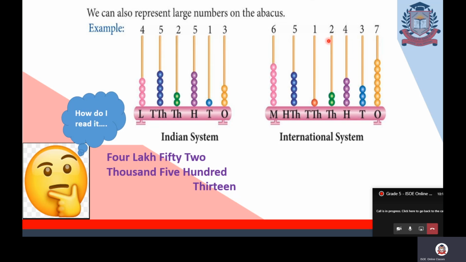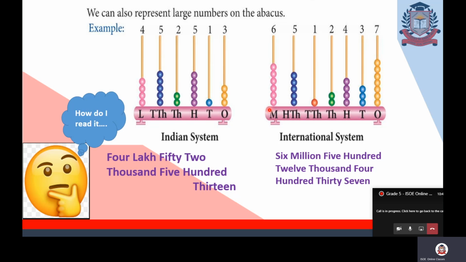And how many beads in the thousands place? 2 beads. And how many beads do we have in the 10,000 place? It is 1 bead. And how many beads do we have in the 100,000 place? 5 beads. And how many beads do we have in the millions place? That is 6 beads. So how do I read this number? Okay, here is the number, but how do I read this number? In the international system of numeration, let us see how I read that.